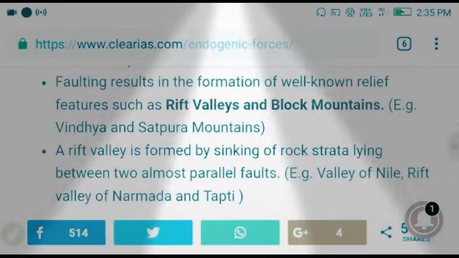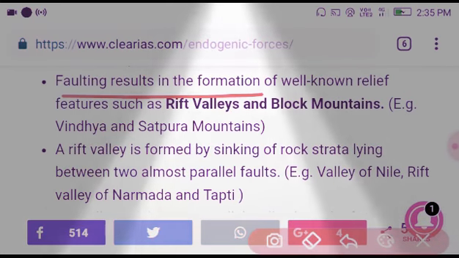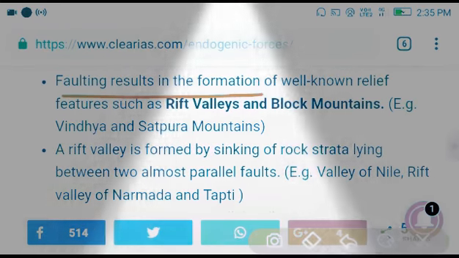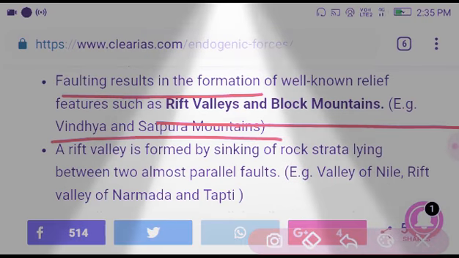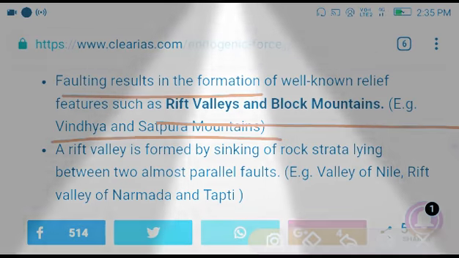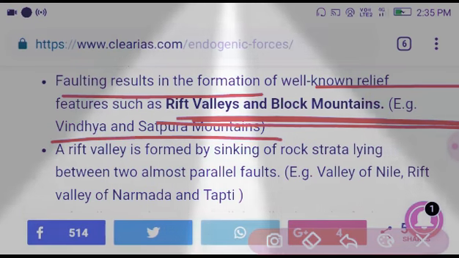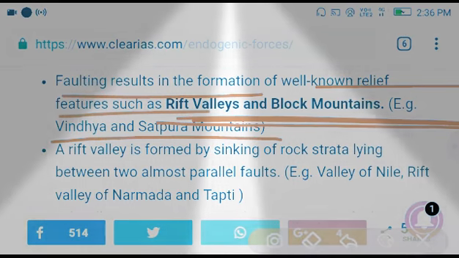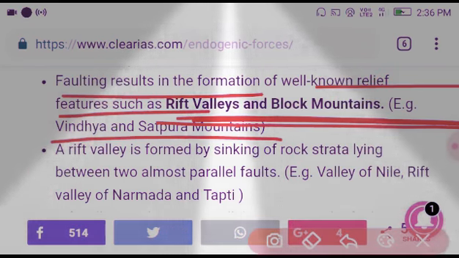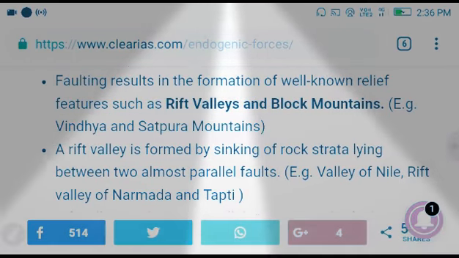Faulting results in the formation of well-known relief features such as rift valleys and block mountains. Please remember, faulting results in the formation of these relief features: the rift valley and the block mountain, that is, the Vindhya and Satpura Mountains.